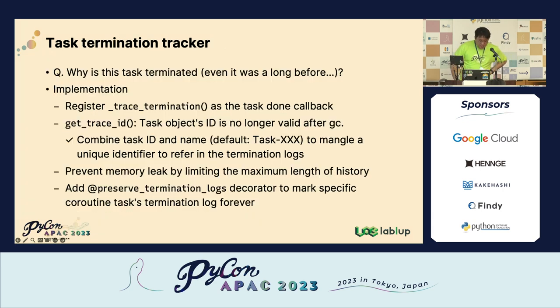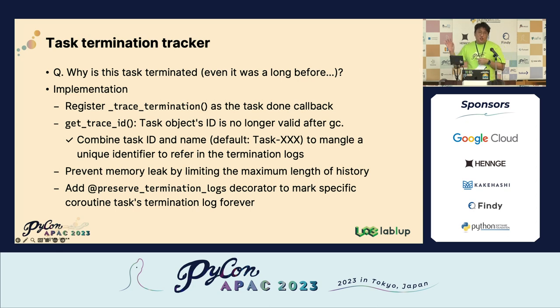when writing AI monitor. The termination tracker does the same thing for termination. In the trace task, I add a task done callback, which saves the stack information of where it is terminated. But in this case, the task is gone and the task itself is garbage collected after termination, so I have to copy some information to a history storage. To prevent memory leaks when tasks are continuously spawned and destroyed over time, I have set a history limit, and I have also added a decorator function for a task that preserves the termination log forever for later inspection.